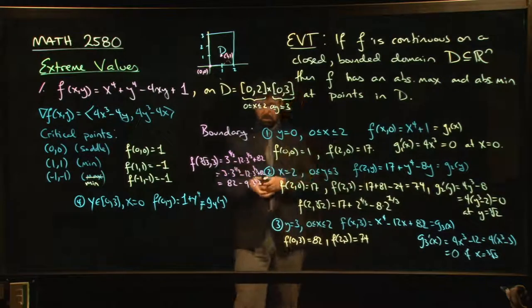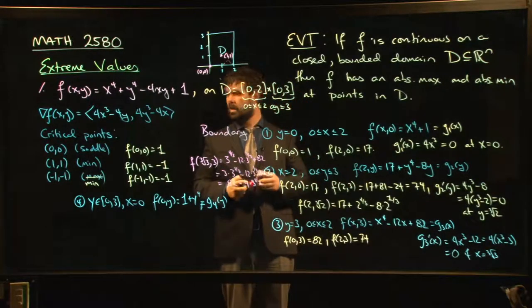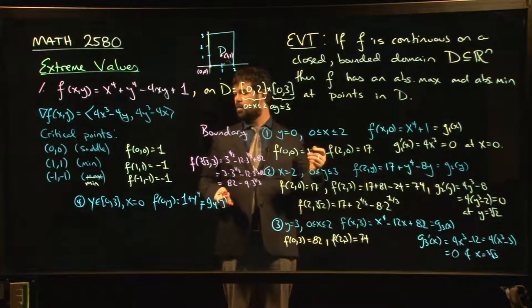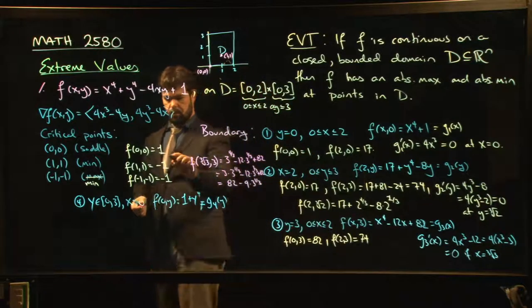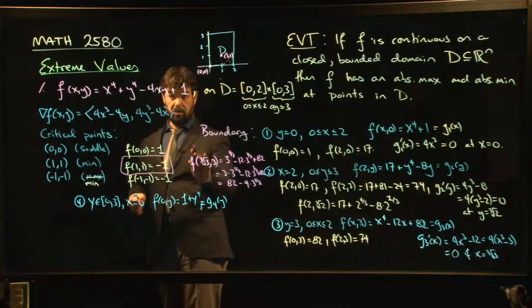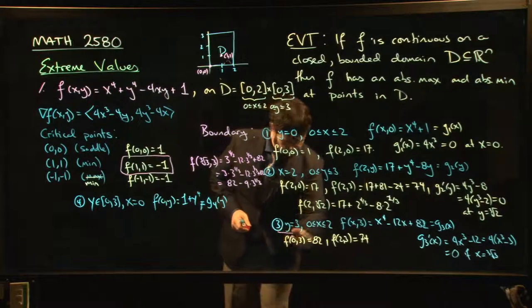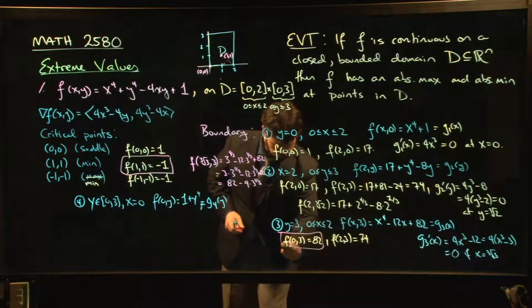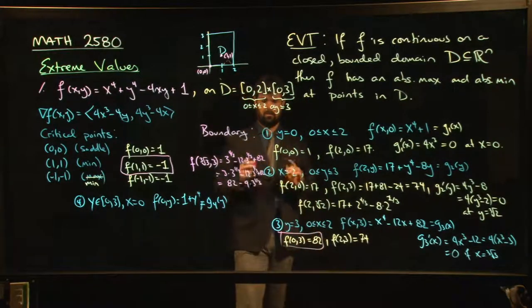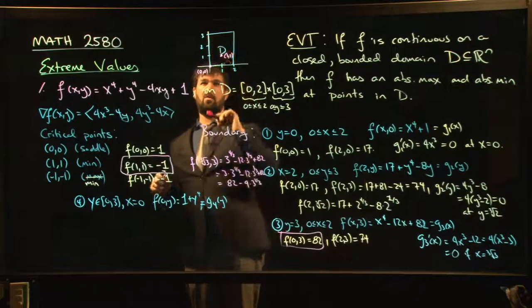So now we go through and we say, okay, we're looking for a max, we're looking for a min. Where is the minimum value? This local minimum is also the absolute minimum. Where is the absolute maximum value? It's this one here. Okay, so a lot of work when your boundary has more than one piece, right?